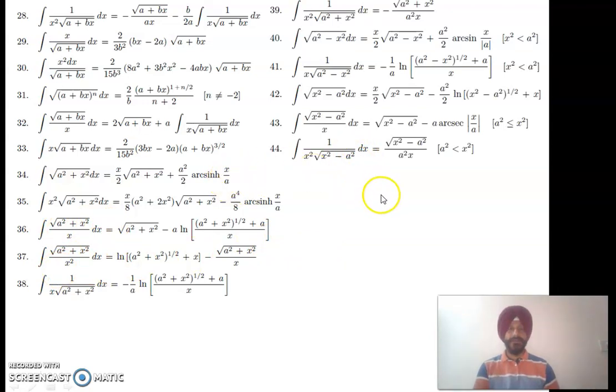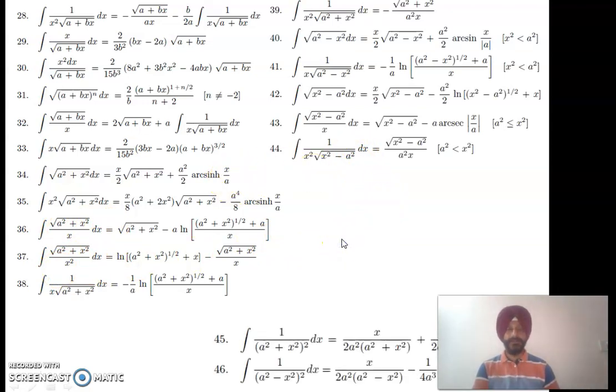So come to the next one, 1 over a square plus x square whole square, and here we use partial fractions, and when we use partial fractions we get this type of result.